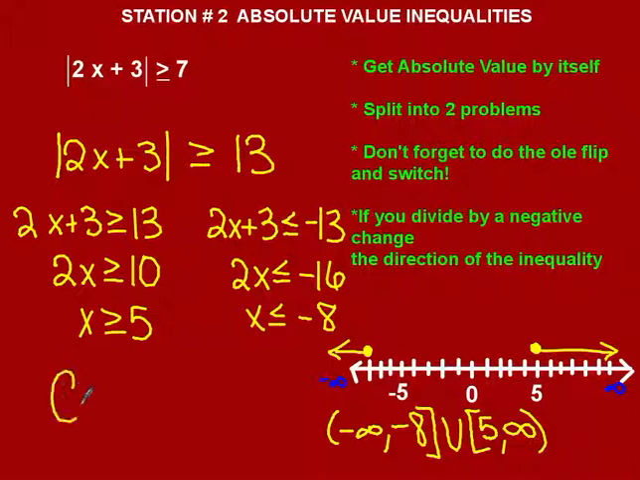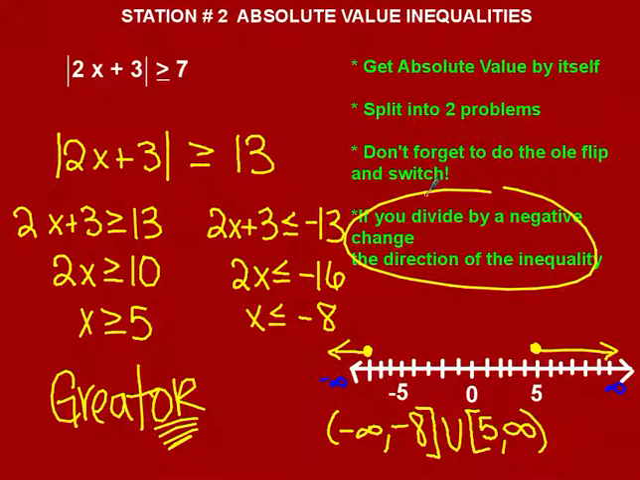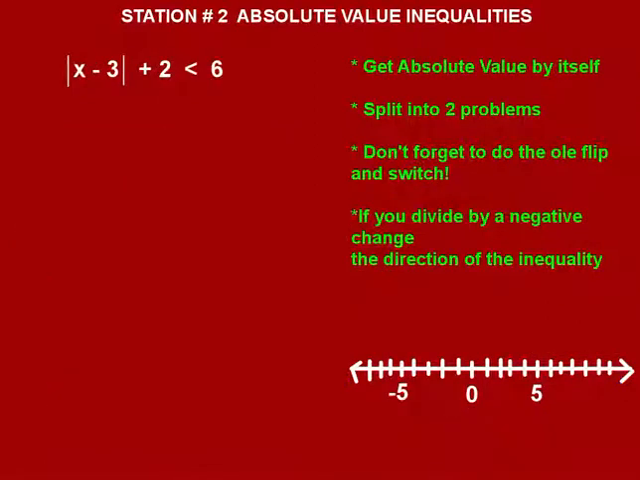You're going to like this. Greater. When you have a greater inequality, then you know that you're going to have an or where the arrows are going to point in opposite directions. Now, keep in mind this step right here. If you divide both sides by a negative at any point, you have to change the direction of the inequality. We didn't do that here, so let's go on to the next example.